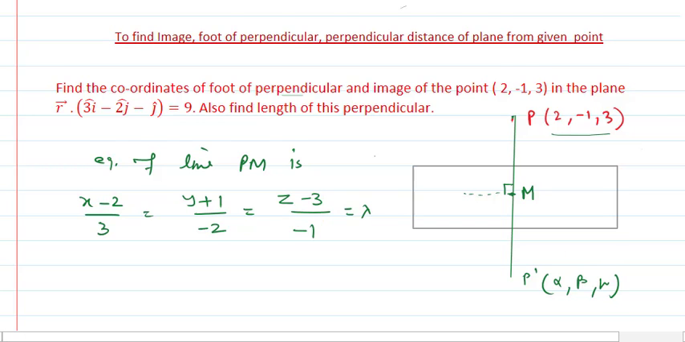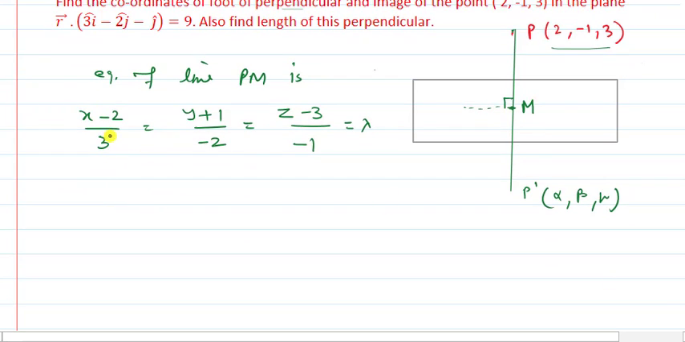So, from here, let us calculate the values of x, y, z, and clearly these values of x, y, z will lie on PM, and we can consider that these are the coordinates of point M, because M is any point on the line as well. So, we can write the coordinates of M as 3 lambda plus 2, minus 2 lambda minus 1, and minus lambda plus 3. So, we get the coordinates of M in terms of lambda.